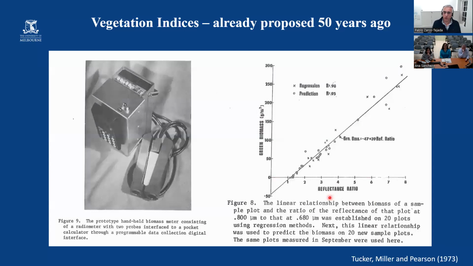I can show you here one of the very first papers, in the 70s, more than 50 years ago, in which a reflectance ratio was proposed. I mean, the ratio between two spectral bands, calculated from different reflectance data using this handheld radiometer, related, in that particular paper, to green biomass. So again, this was proposed many, many years ago, more than 50 years ago.